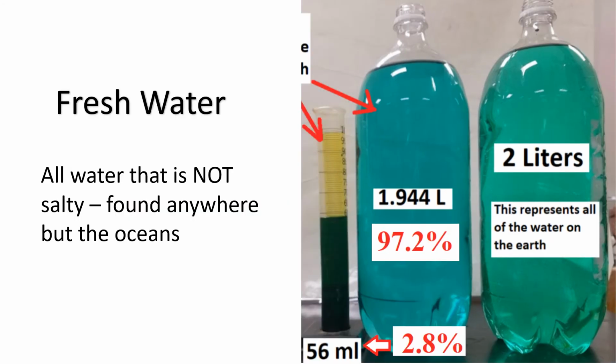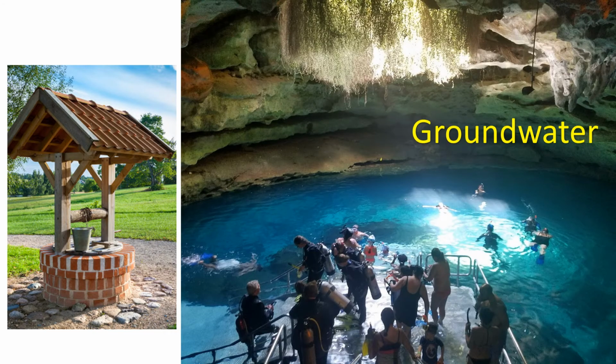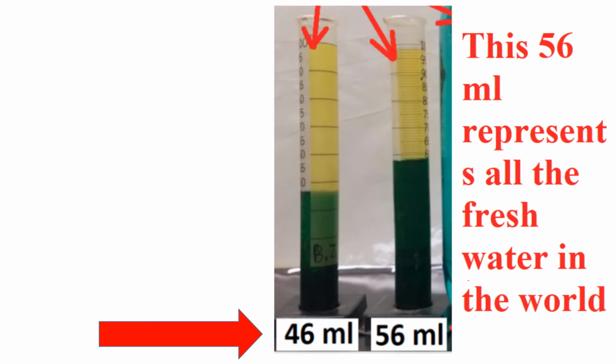Now, 2.8% must be fresh water, water that is not found in the oceans. So there's a visual for you: that graduated cylinder right there is all of the water of that 2 liters that is useful, or fresh, water. Now, where's non-salt water found? Glaciers, lakes, ponds, swamps, rivers, streams. It's all the water that's not in the oceans, including water that's under the ground, which we don't normally think of because we can't see it.